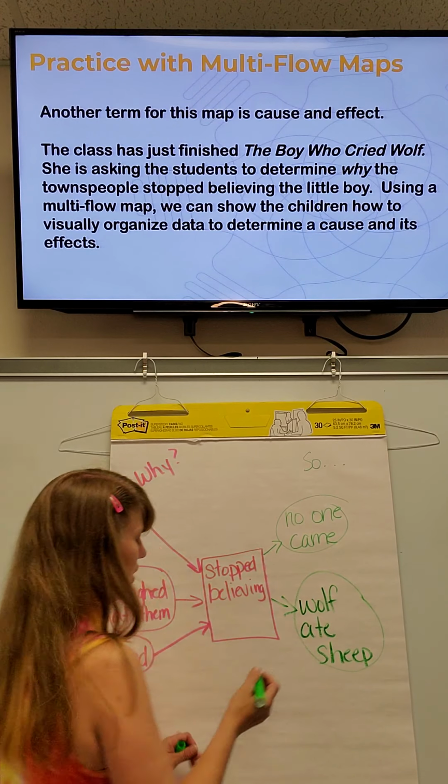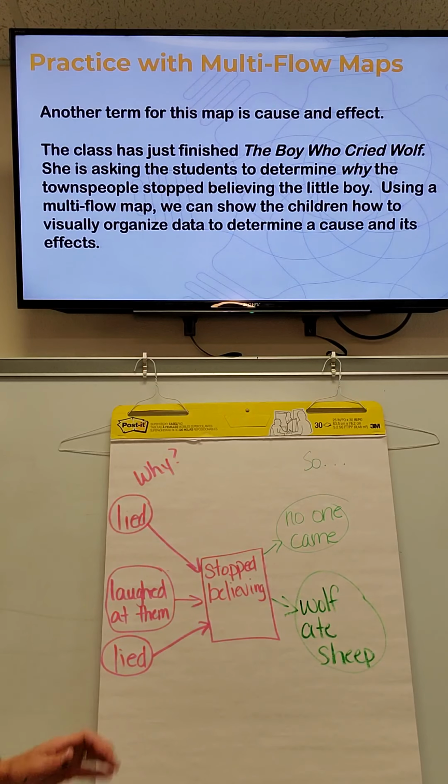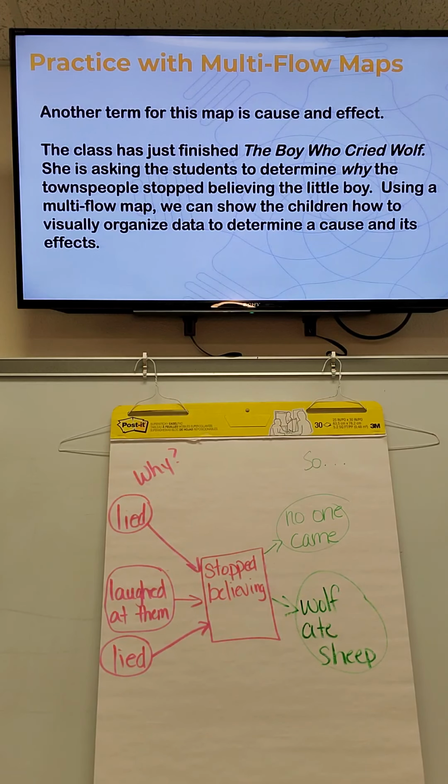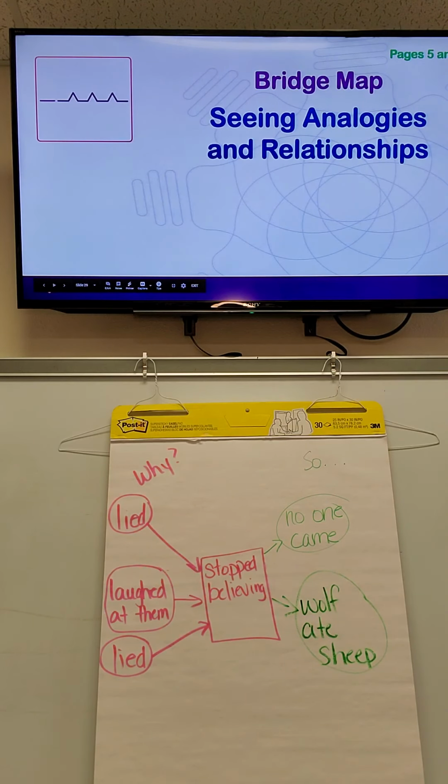So this would be a good map to show why did they do it and what were the consequences of it. Multi-flow maps are excellent for teaching children why. It helps them see it in ways that they can't normally. Okay, let's talk about a bridge map.